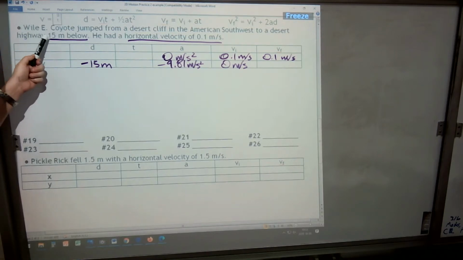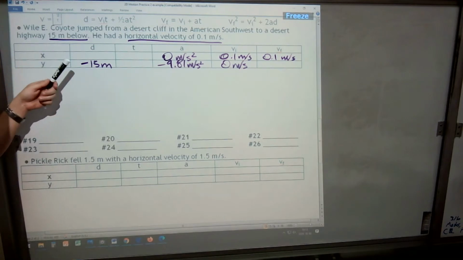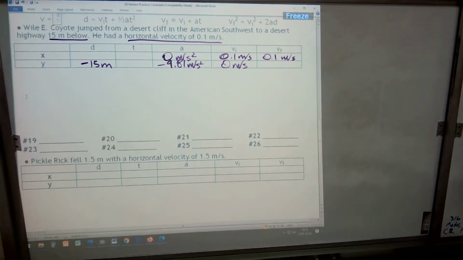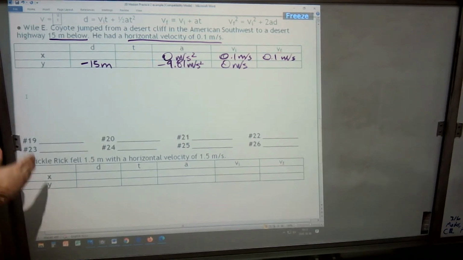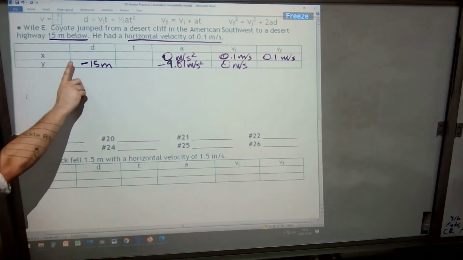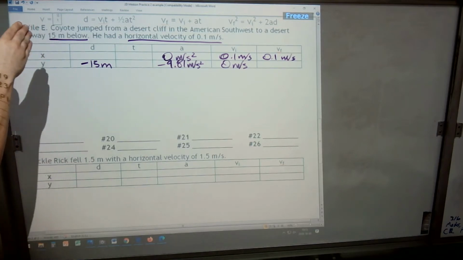Wile E. Coyote jumped from a desert cliff in the American Southwest to a desert highway 15 meters below, like he does in every one of those cartoons. So I underline this because that's a vertical measurement. He went from 15 meters high to 15 meters below that, which means he went down 15 meters, and that's with the y-axis. That's a vertical measurement, so I put it on the y row, and it's meters, so I put it with distance. And I made it negative because he went down 15 meters.